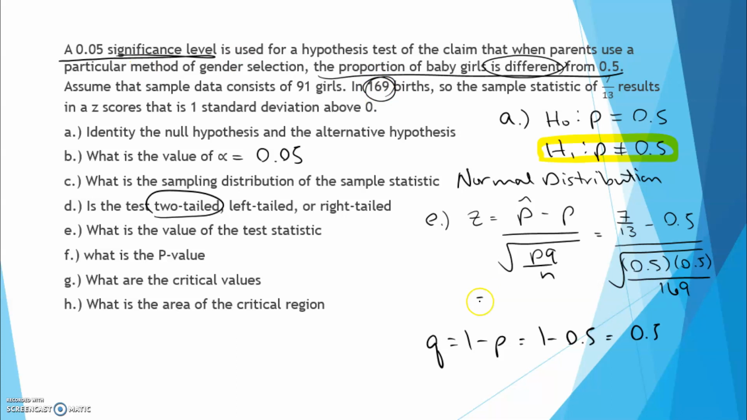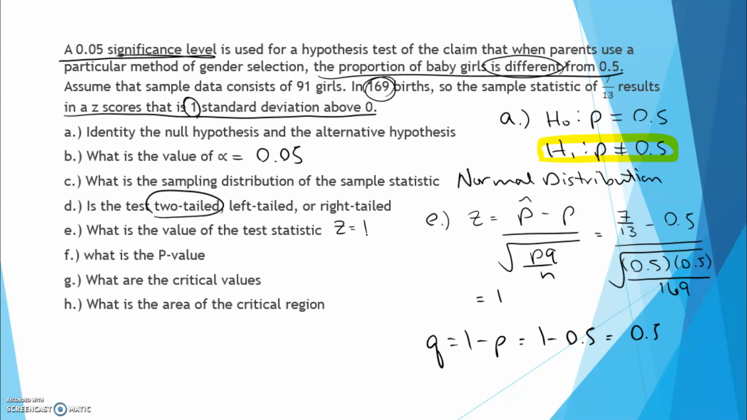When you plug this into your calculator, this will all come out to 1. Or you could have looked at it as a z-score that is 1 standard deviation above 0. Therefore, your z-score will be 1. Either way, it'll come out to 1.